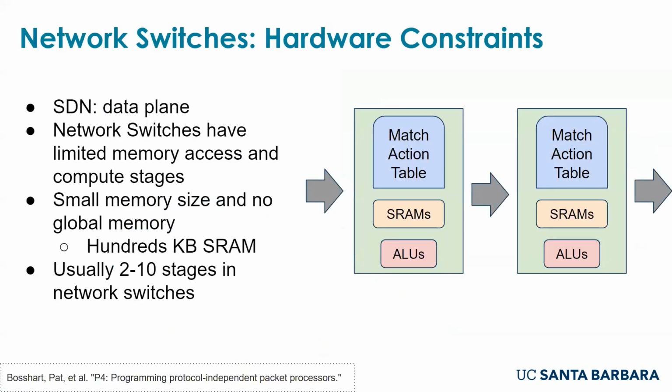As an example of data plane, software-defined network uses network switches to collect statistics about network packet streams. Network switches have multiple data processing stages, and each stage has limited computation power and local storage capacity. Usually, there are 2 to 10 stages and hundreds of kilobytes of memory. Also, data can only be processed from left to right. It is a one-way direction.